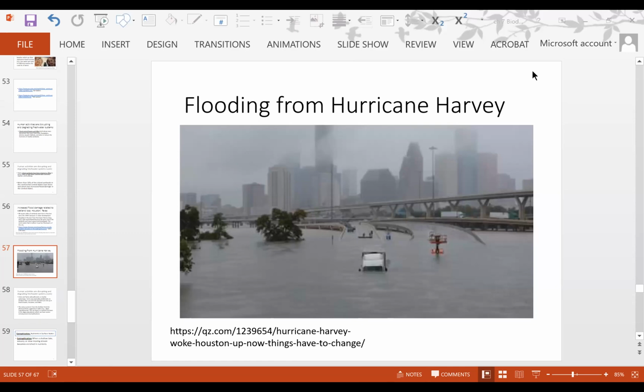Okay, I think I got a couple of seconds of an ad in there in the video. Okay, and then here is a photo of some of the flooding from Hurricane Harvey.